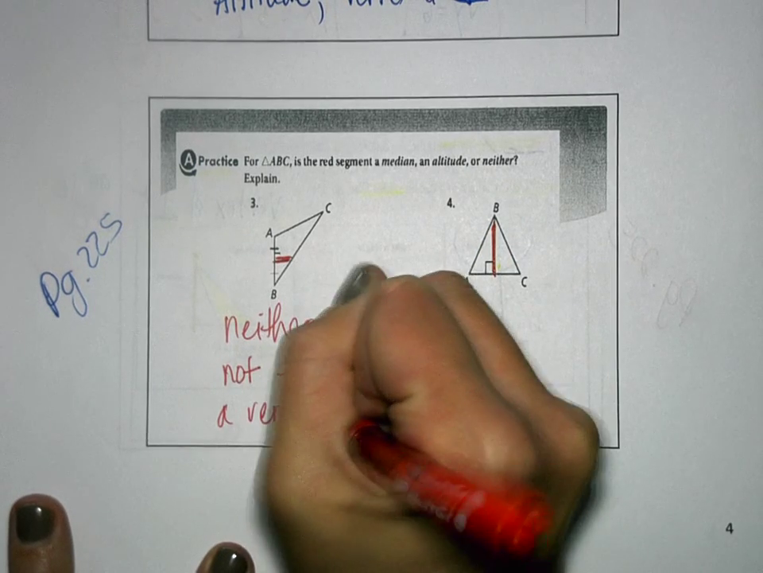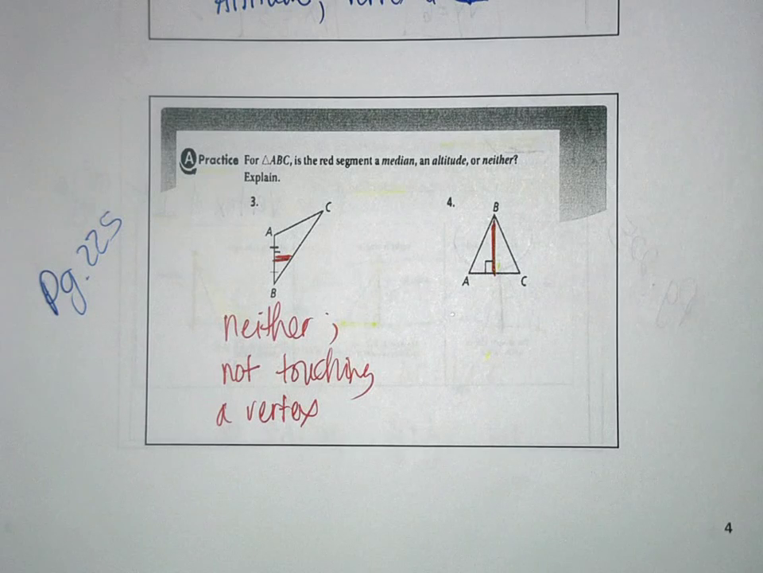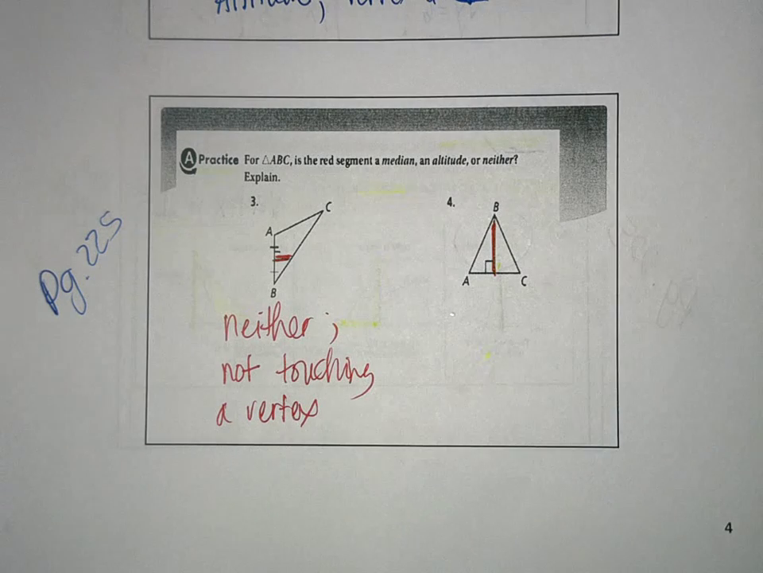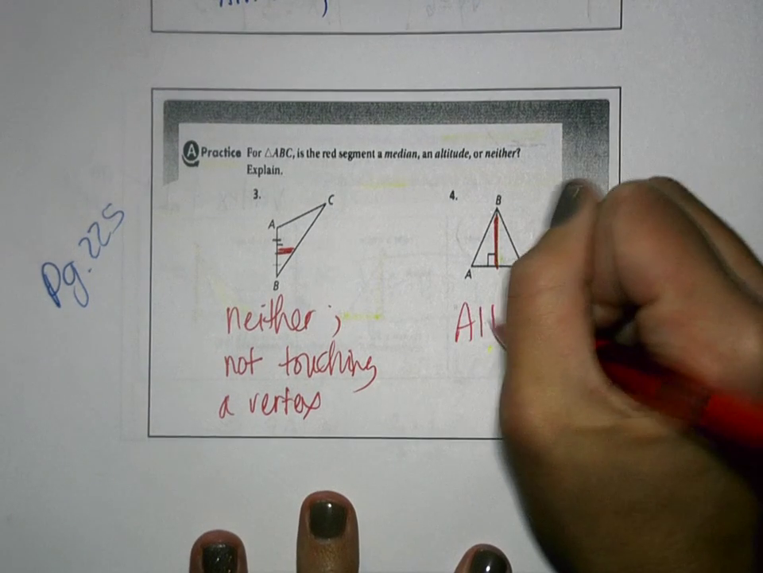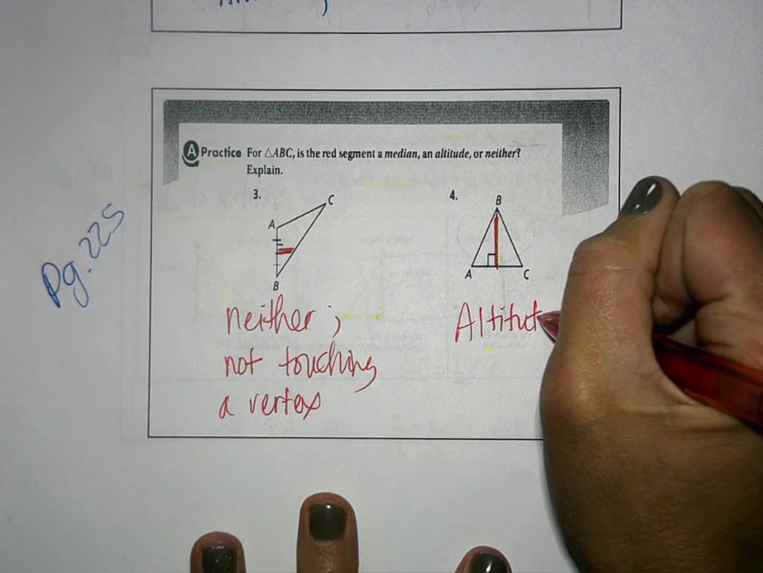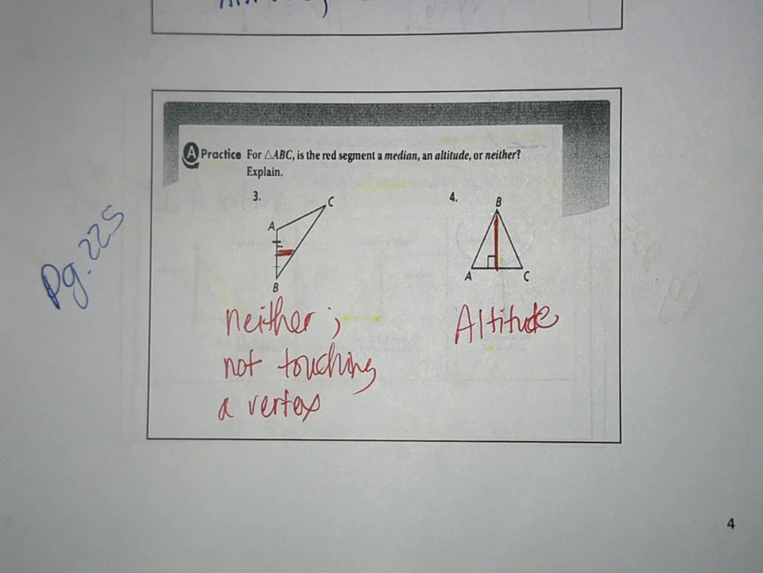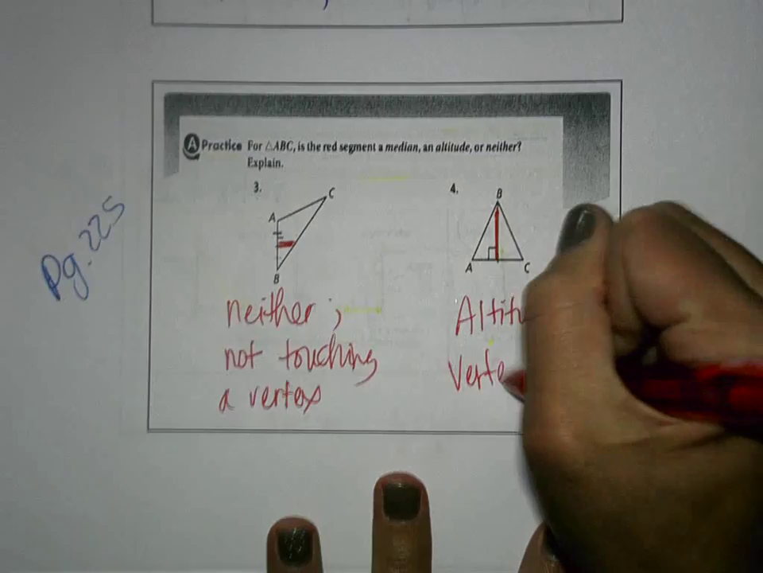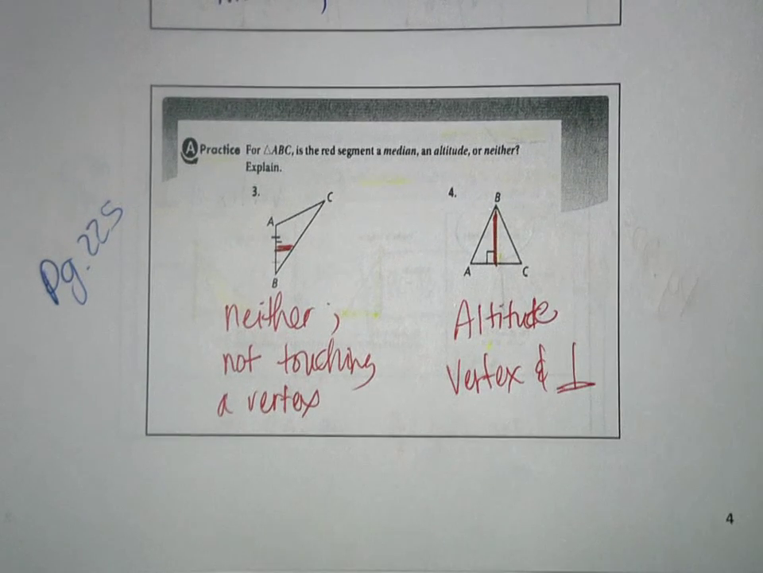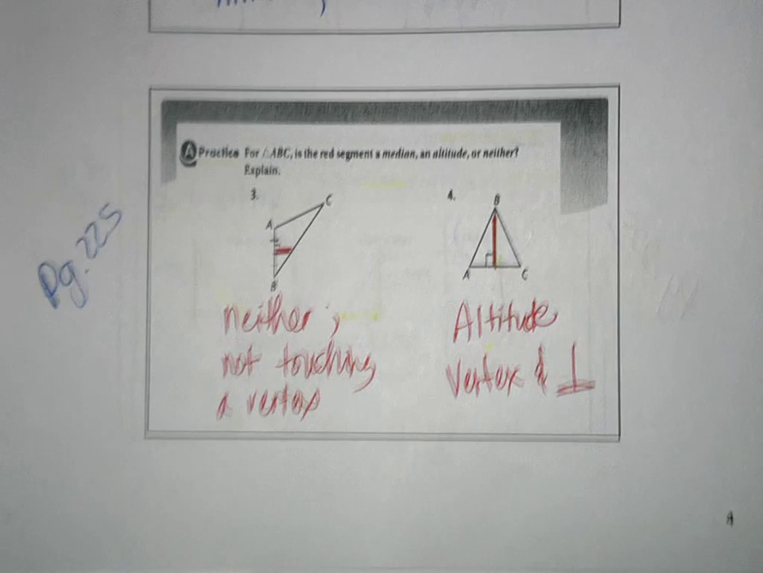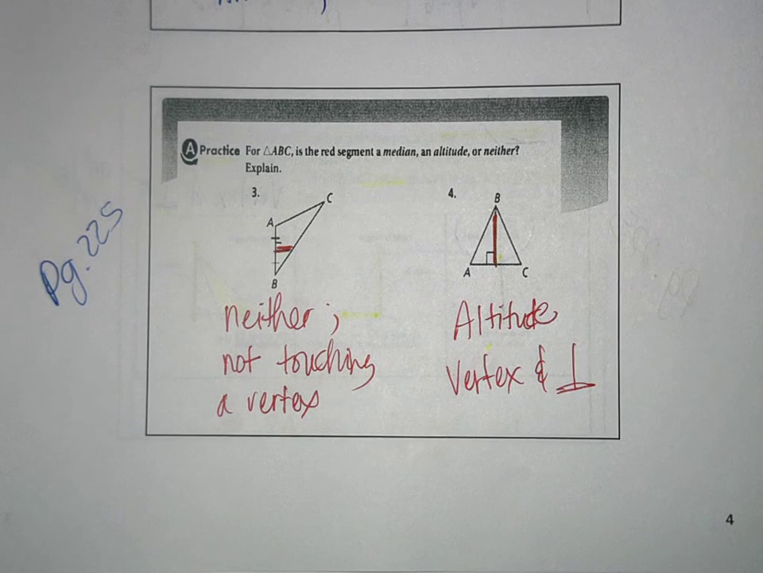Okay, 4. Josh F., can you tell me what that answer is? And how do you know it's altitude? Okay, again, there's going to be 2 things. It has to go through the vertex and also perpendicular, which means it's a 90-degree angle. So it's because it goes through a vertex and is perpendicular. Okay, any questions? All right, turn over to page 226 now.